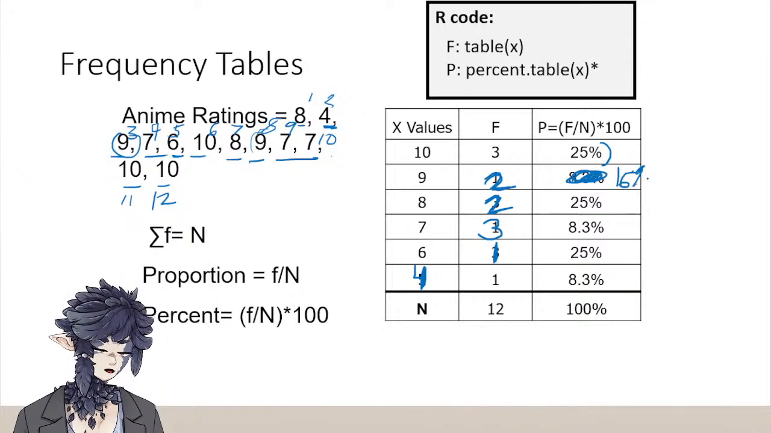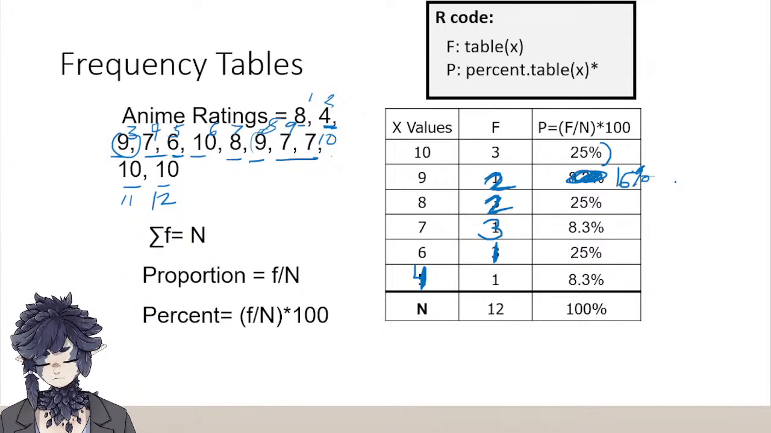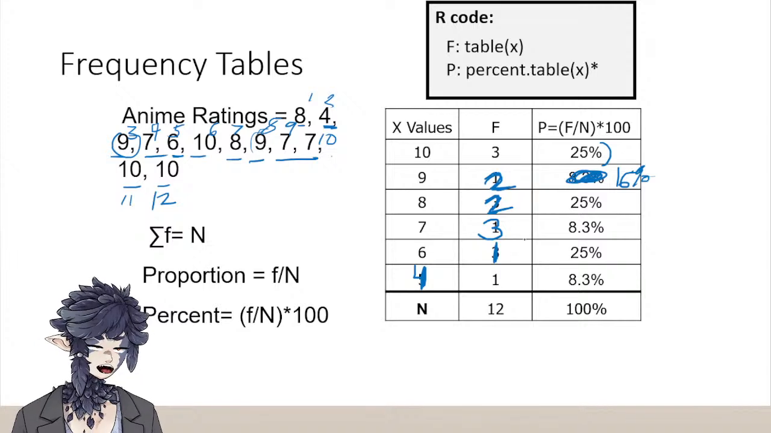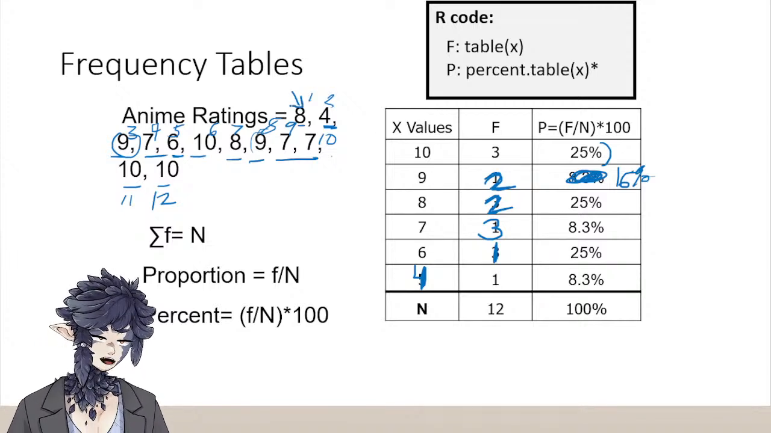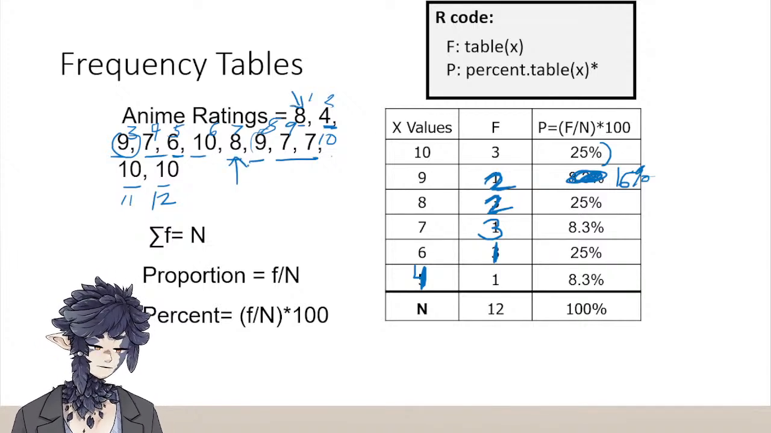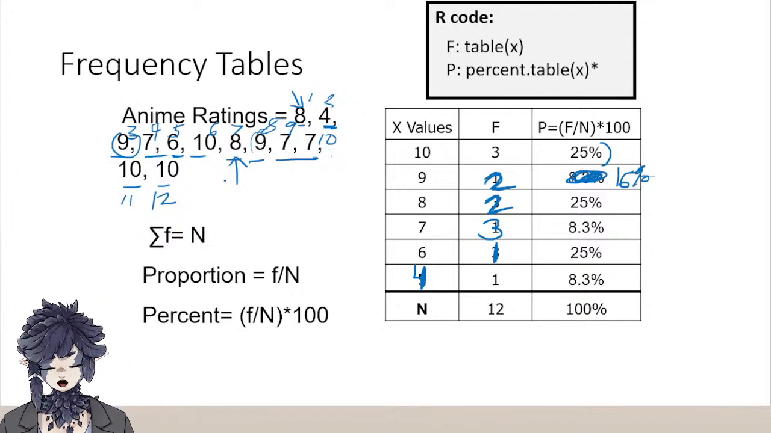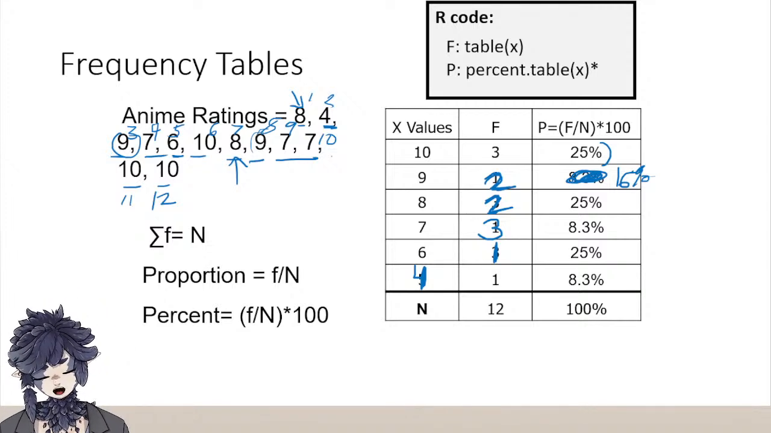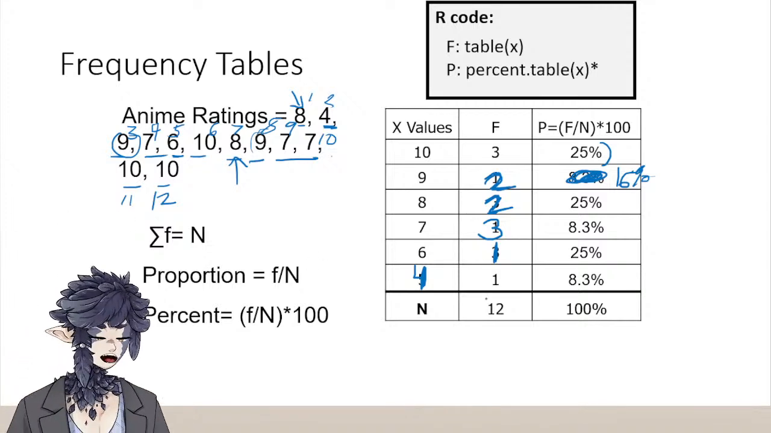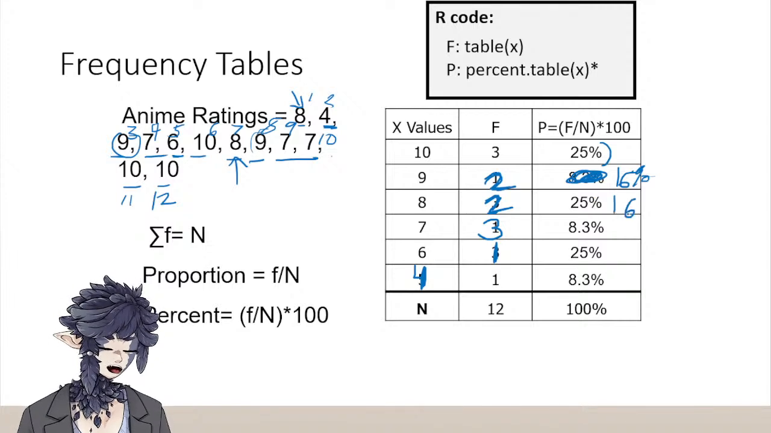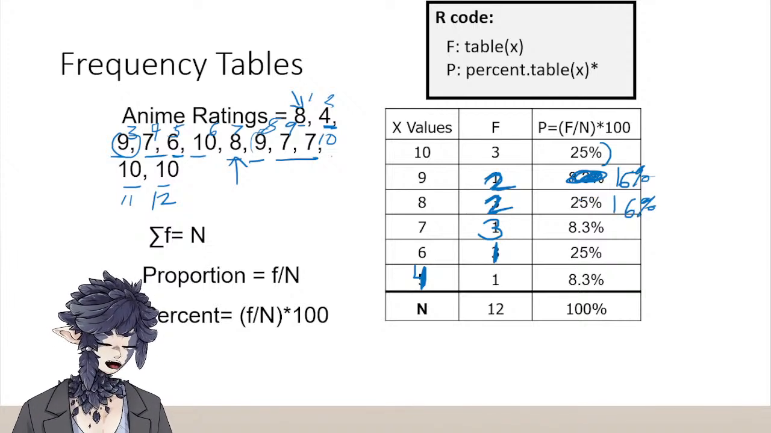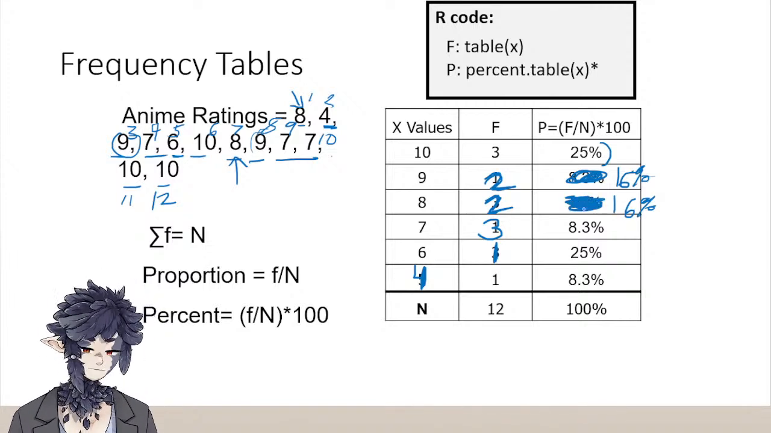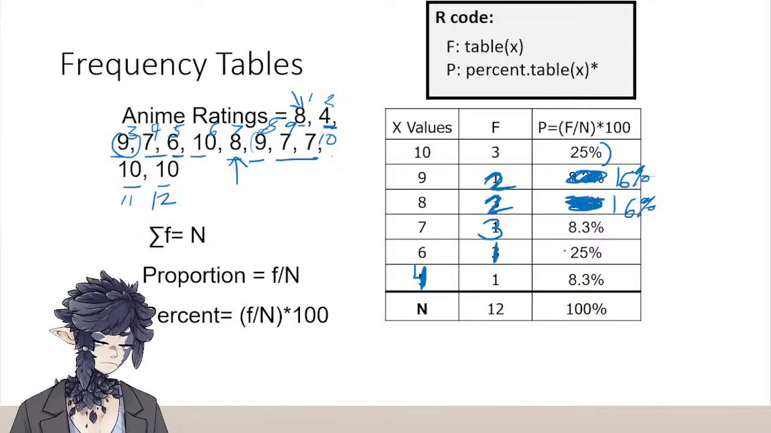Maybe it's good that we're doing it this way. You can see where these numbers are coming from here. Next, we had 2 8s. We had this one and this one. 2 of the ratings out of the 12 total ratings were 8. So that's 2 divided by 12. About 16% of the ratings were 8. 16% of the anime in this sample got an 8.